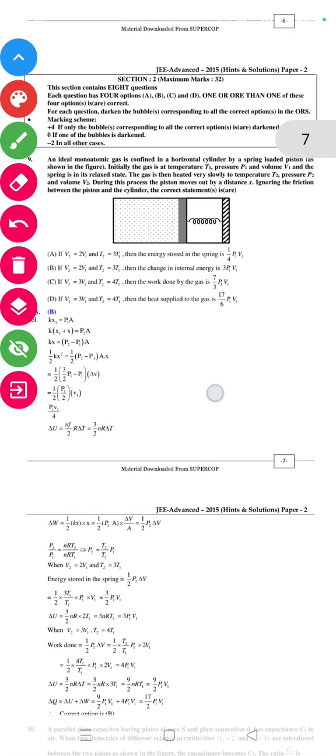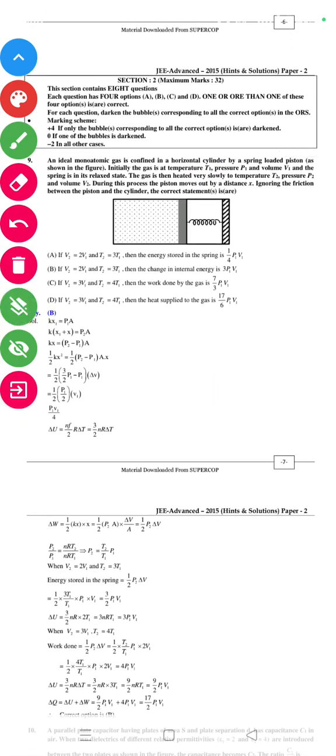अब इसका आगे फिर क्वेश्चन है कि an ideal monatomic gas is confined in a horizontal cylinder by a spring loaded piston as shown in the figure. Initially the gas is at a temperature T1, pressure P1 and volume V1, and the spring is in its relaxed state. The gas is then heated very slowly to the temperature T2, pressure P2 and volume V2. During this process, the piston moves out by a distance x, ignoring the friction between the piston and the cylinder. The correct statement is here.